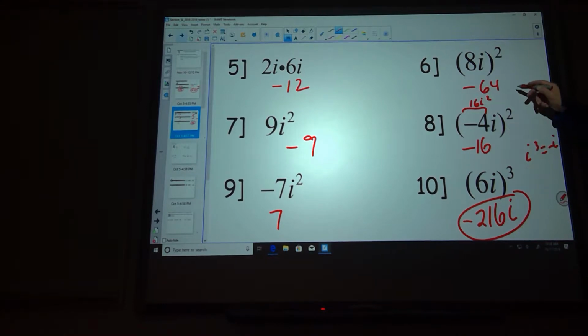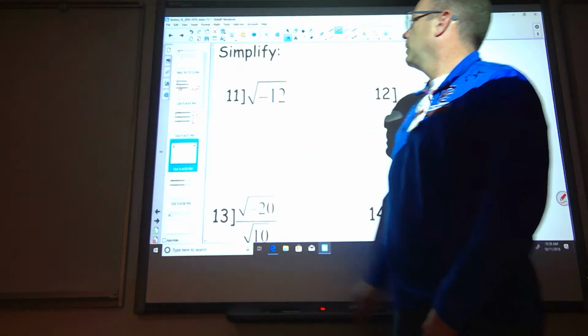So this means the same thing as this. Negative 4i times negative 4i. Squeeze in there. So negative times negative is positive. I times I is I squared. And because I have an I squared, that's negative 1. Okay. We good? May I move on? Yes, sir. All right.